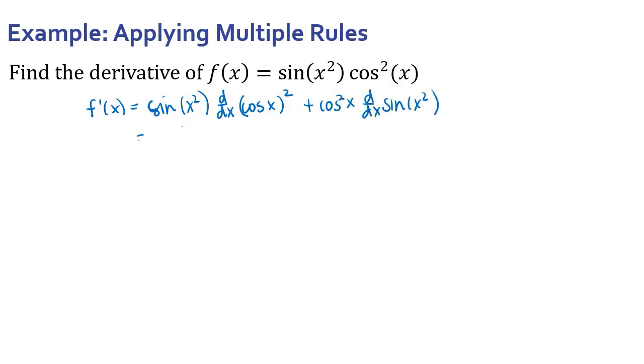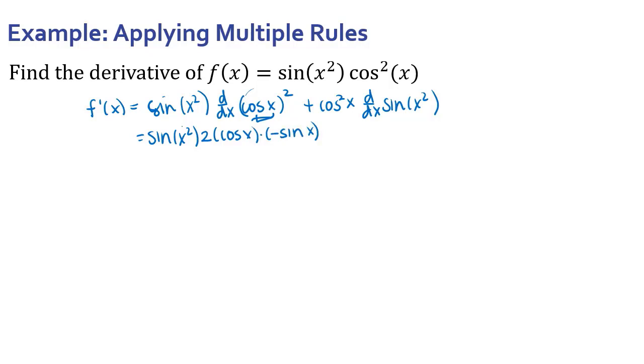Okay, so when I look at this, the inside function is cosine of x. So outside would be something squared. So the derivative of the outside function would be 2 times something, because that 2 is going to come in front. And that something is the inside, times the derivative of the inside.